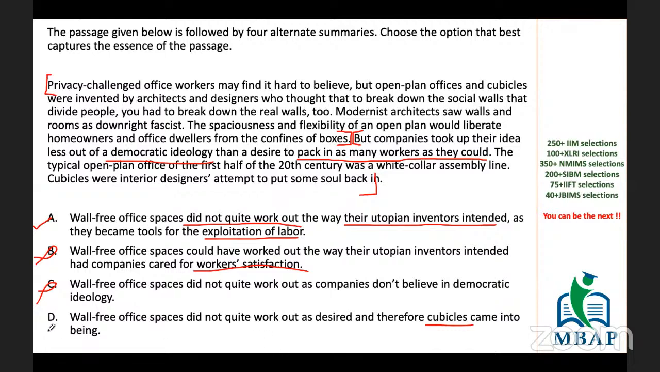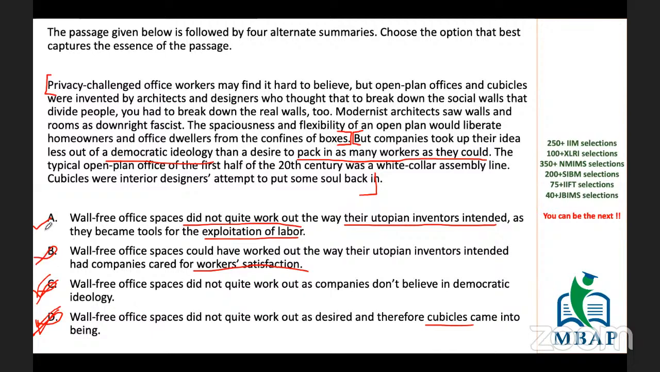Okay, it might be did not work out as desired. So maybe in some other way that could have worked. But what was the outcome? Why it didn't work? That is not given. So hence D again cannot be my option. Okay, I'm eliminating C and D because half of the information is not mentioned here about the exploitation of the employees. And in this one, what was the intention? So this one is missing the first part, and D, the second part is missing.